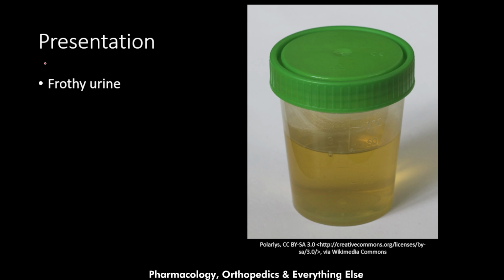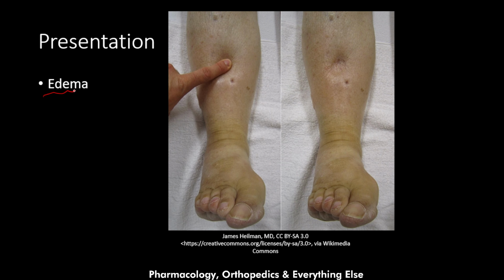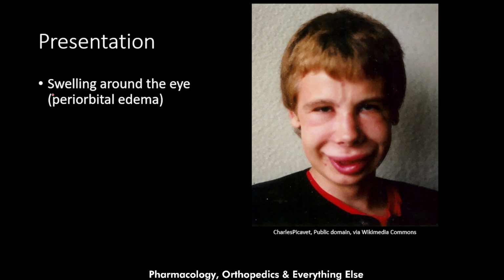Now let's talk about the presentation of the nephrotic syndrome. So the patient commonly present with frothy urine, meaning increase the protein excretion in the urine. And also they present with edema, and it will be pitting type of edema, as with this example. They also present with the swelling around the eyes, which is also the periorbital edema. As with this child here, you can see that there is a swelling around the eyes, which is the periorbital edema, and there's also facial edema, as seen here.